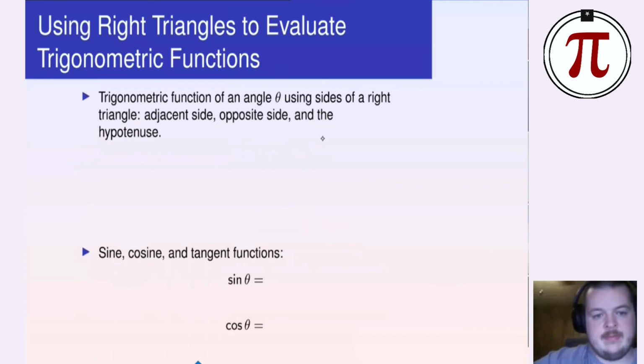So, the trigonometric function of an angle theta using the sides of a right triangle. Now we have a right triangle. Let me draw a right triangle here. I'm just sketching. Say this is A, this is B, and this is C, and this is our theta. For this one, this is a right triangle, so I'm putting this notation here. It's a corner, a right angle corner.